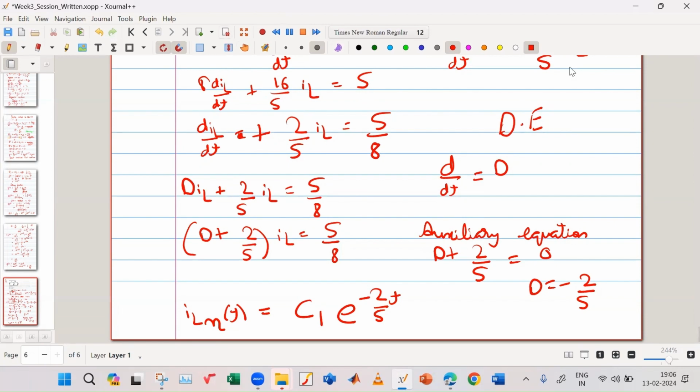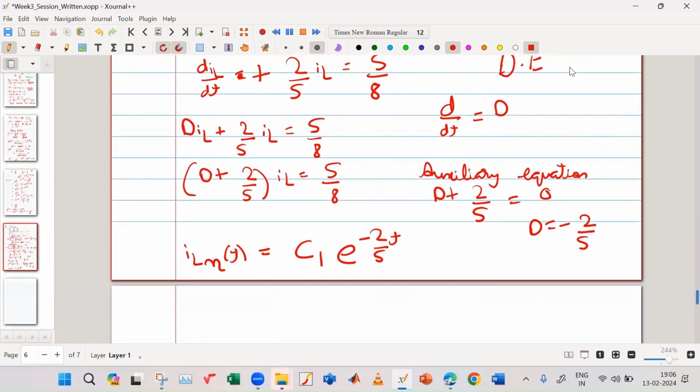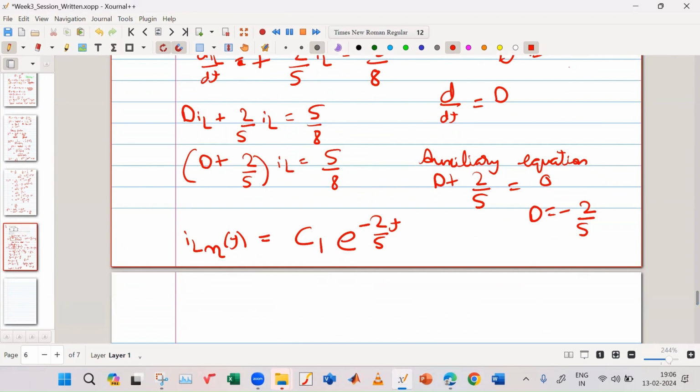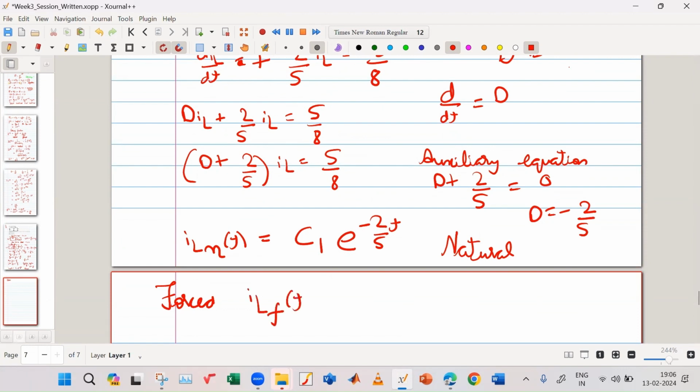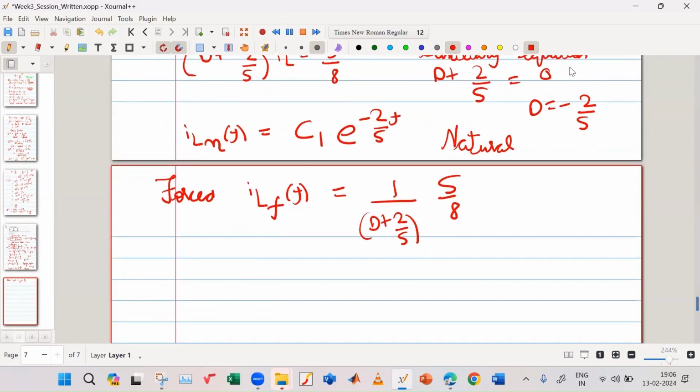Now we will add the forced response. This is for the natural response. Now I will go for the forced response. So my IL, which is due to the forced response, is this constant 5 by 8 into 1 upon my auxiliary operator, that is D plus 2 by 5. So how will we solve this?